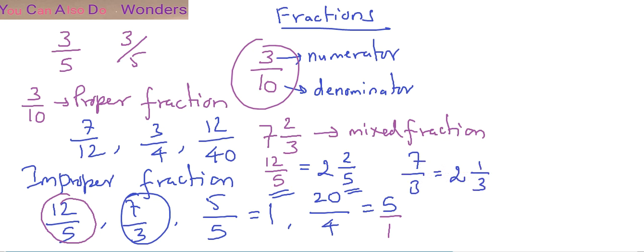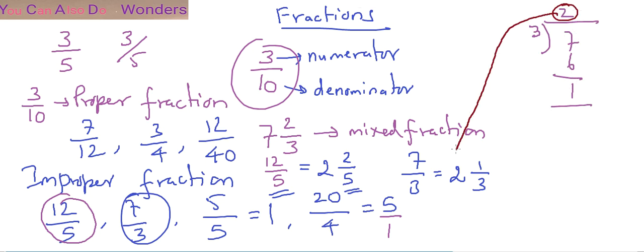Hope it is clear. See, this is how: divide 7 by 3. 2 times 3 is 6, remainder 1. The quotient becomes the whole number part, so this is 2. Then this remainder is the numerator of the fractional part, and the denominator is the same denominator.